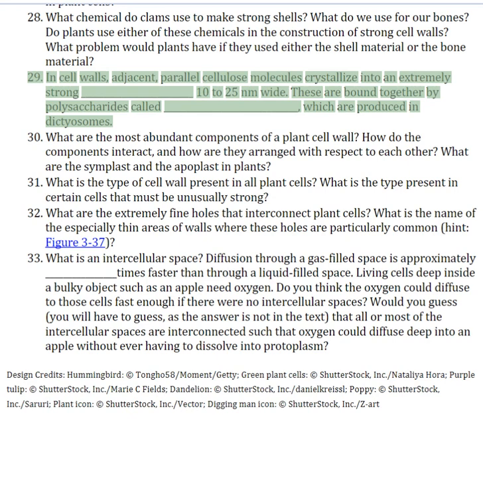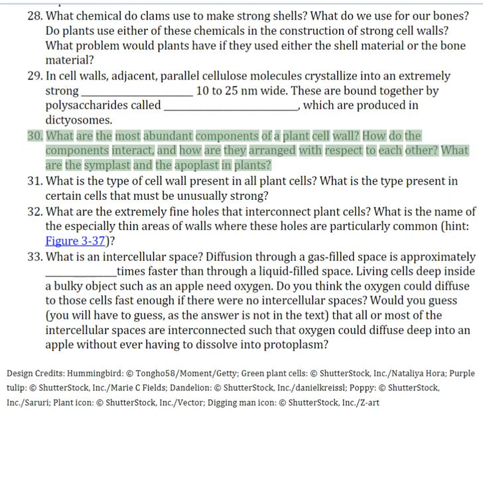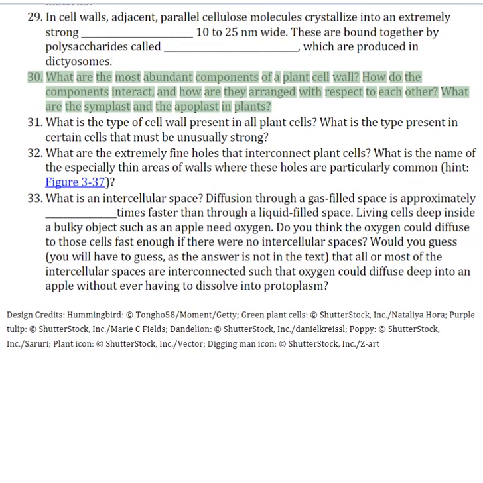5 nanometers wide. These are bound together by polysaccharides which are produced in dictyosomes. 30. What are the most abundant components of a plant cell wall? How do the components interact, and how are they arranged with respect to each other? What are the symplast and the apoplast in plants?